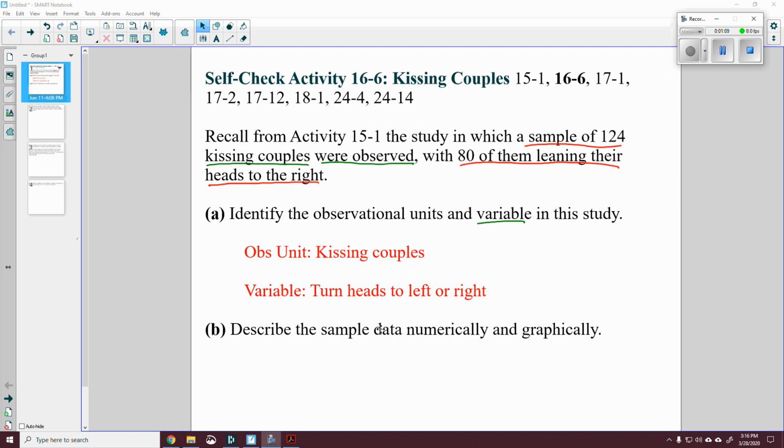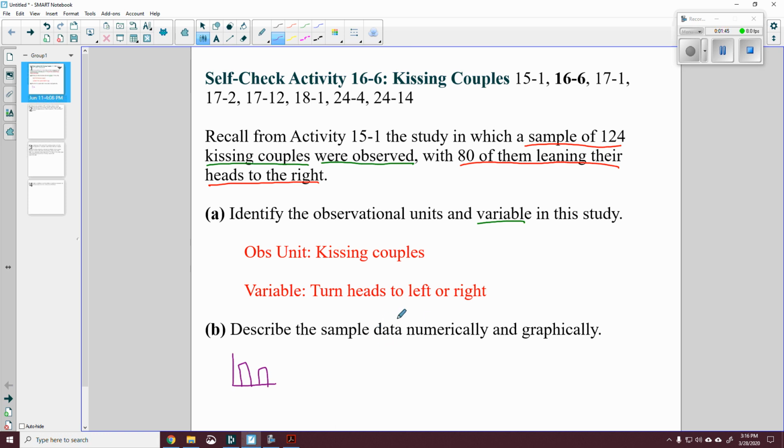Then it says describe the sample data numerically and graphically. So this is a categorical variable, turning heads to the left or right. We would probably say that it is a binary variable. It can only be to the left or the right. I guess you could kiss straight on if you wanted to, but we're looking at it being binary. And if I was to graph it, since it's categorical, I know it's going to be some kind of a bar chart. Maybe it could be a pie chart. That's not all that important right now.